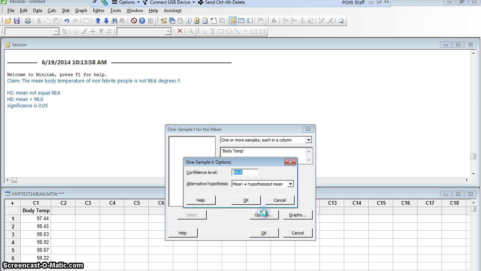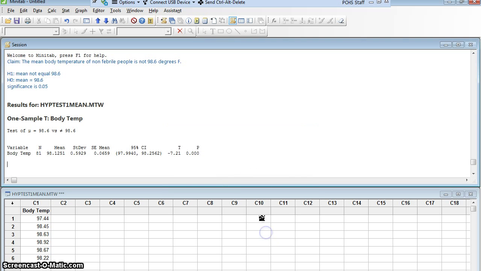Click on my options. The confidence level is 95. Excellent, that's what I wanted. My alternative hypothesis is not equal. Excellent, that's what I wanted. And I'm going to say OK. And then I'll say OK. And you're going to see Minitab has done many results for me. It's told me I had 81 data values. It told me what the mean and the standard deviation of those data values was. It gave me a 95% confidence interval. It gave me the t-score, which is called my test statistic, but it also gave me the p-value, and I can actually make my decision based on the p-value.